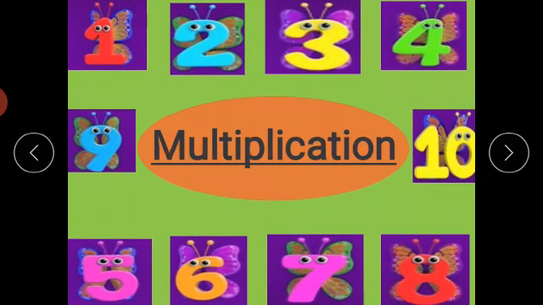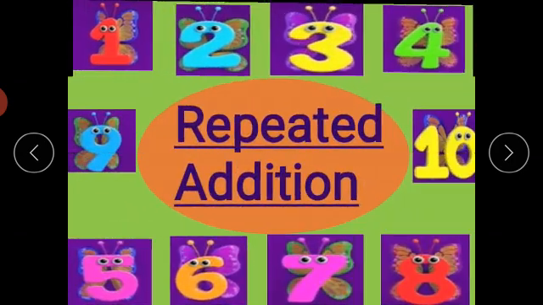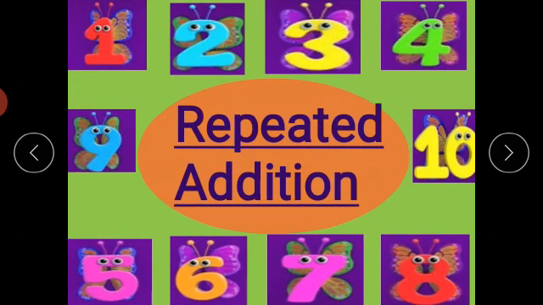Multiplication. Children, multiplication is defined as to calculate the result of repeated additions of two numbers. Okay, children. So now, repeated addition. In this chapter, we are going to learn multiplication as repeated addition form. Are you getting, children? So, what is repeated addition? Adding same number again and again.